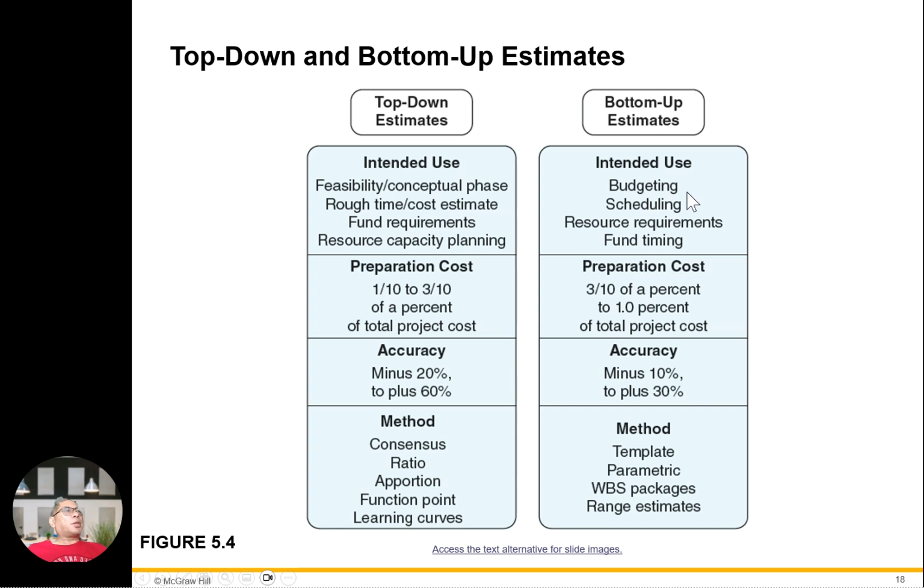Bottom-up will be budgeting, scheduling, resource requirement, fund timing. Preparation cost will be 3/10 of a percent to 1% of project cost. Accuracy, minus 10% to plus 30%. Method with template, parametric packages, and range estimates.